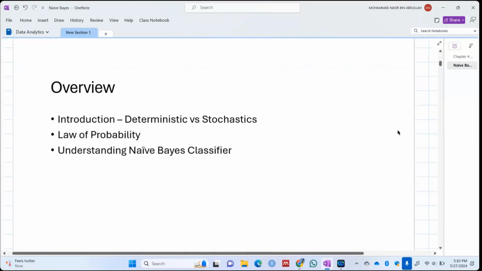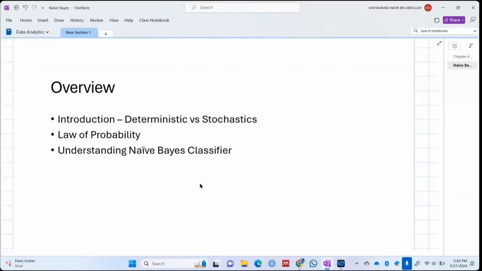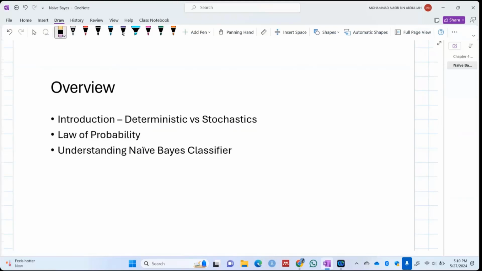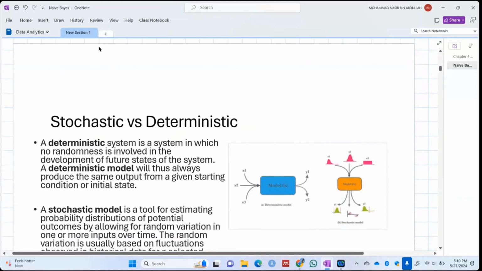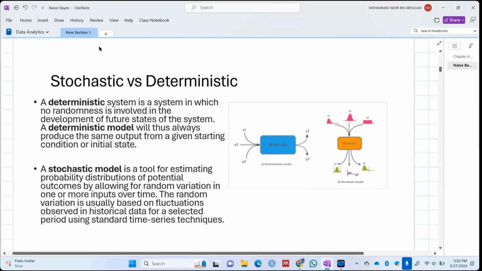So, the overview: an introduction to deterministic and stochastic models. I think I already introduced this last class. What is a deterministic model, stochastic model, generative model, and discriminative model? Then we're going to look at the law of probability. We're not really going to learn new probability techniques, we just want to revisit the theory, and understand the naive Bayes classifier. I think I already mentioned this previously.